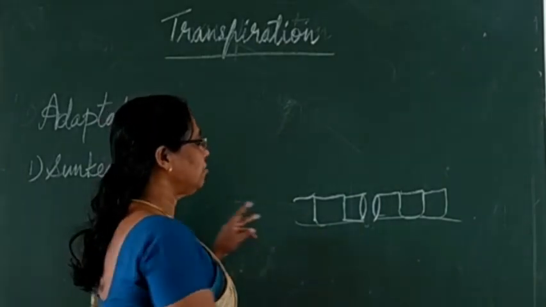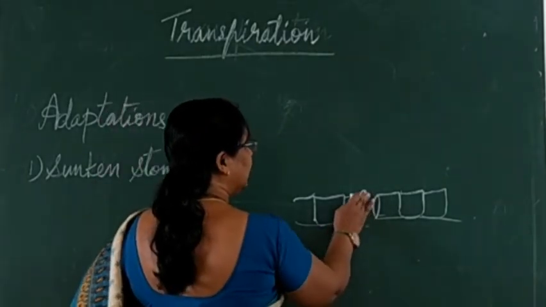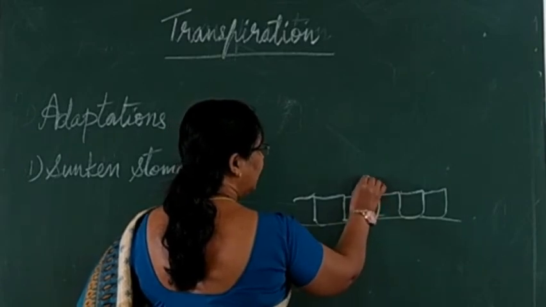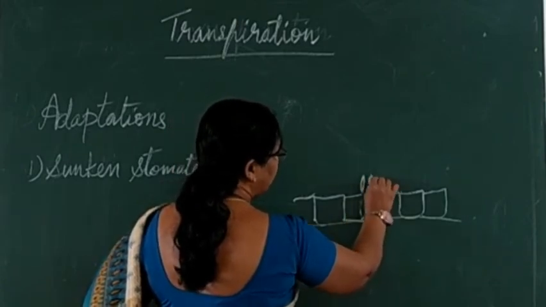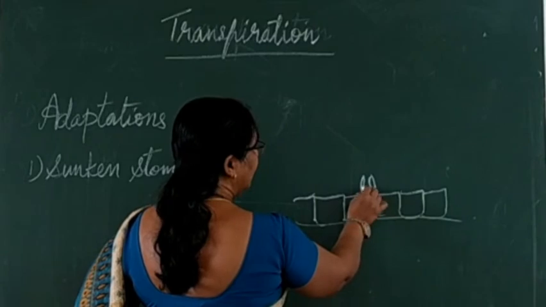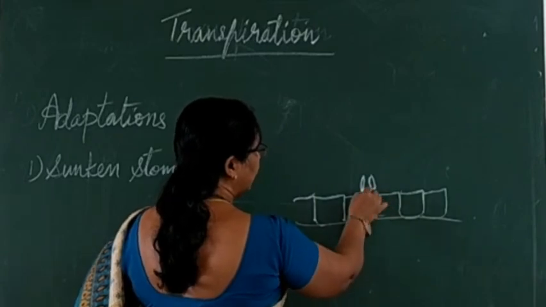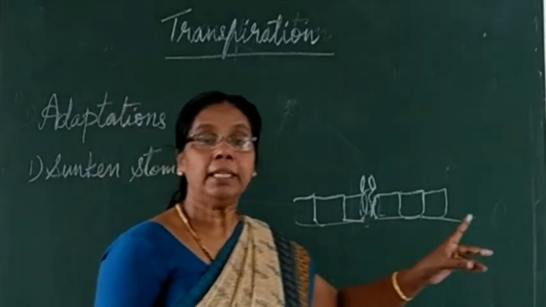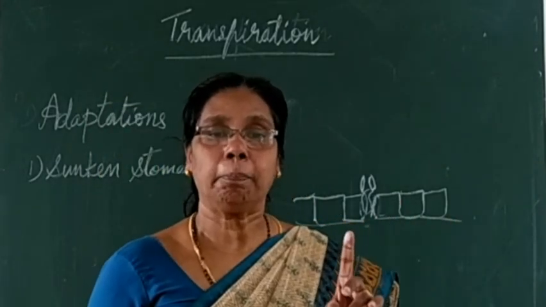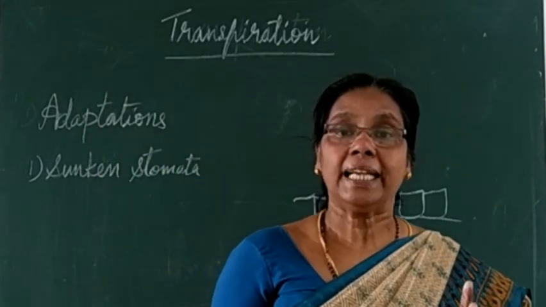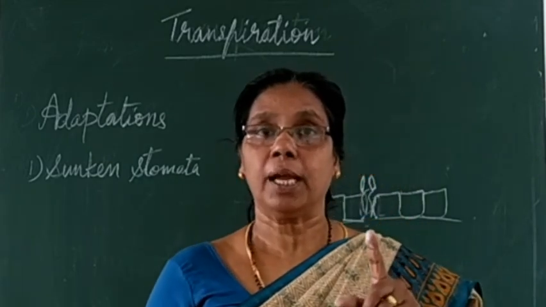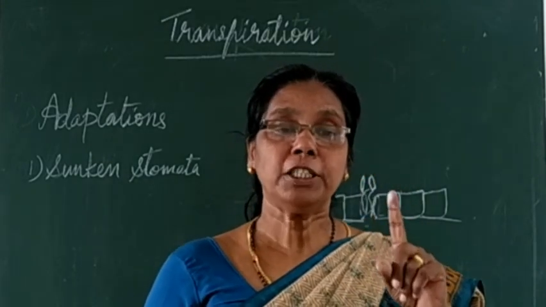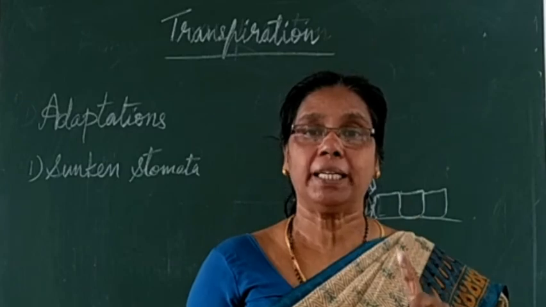Whereas in the case of sunken stomata, you can see that a very small stomata will be present here, and on the outer side small hair-like structures will be present, and this structure prevents the loss of excessive water from the plant. So first one is sunken stomata.